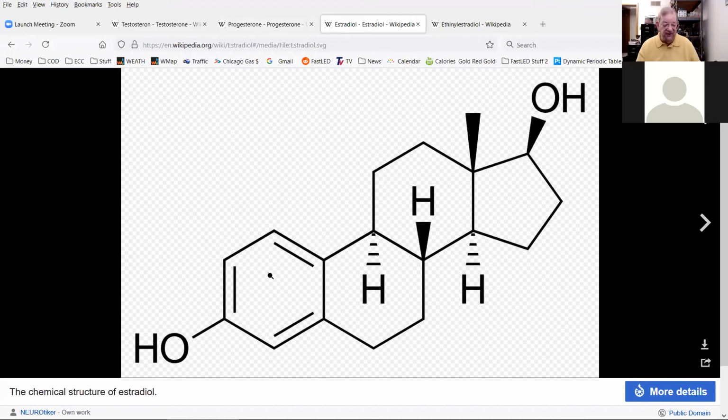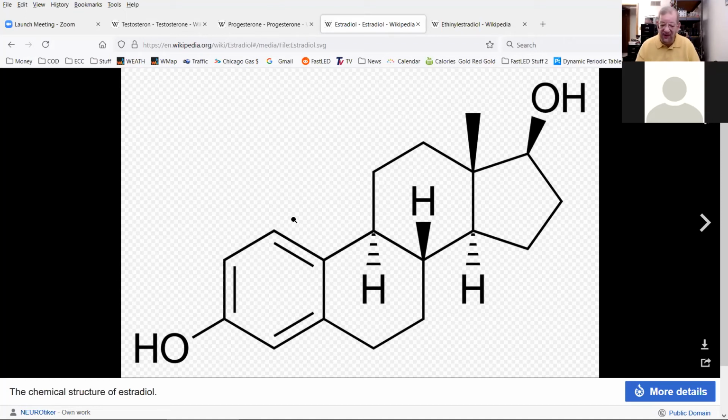Notice you've got a benzene ring in ring A and a hydroxyl group on it. So this is a phenolic compound. And in ring D, you also have an alcohol. Now, this controls your menstrual cycle if you're a woman, and how much is in your body affects how your body interacts during your menstrual cycle.